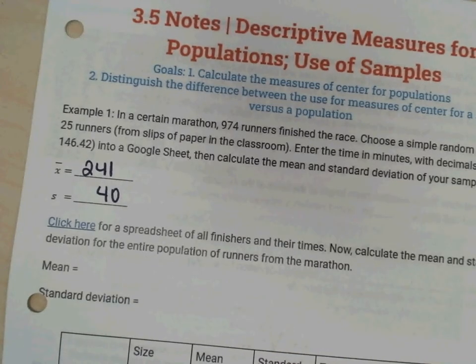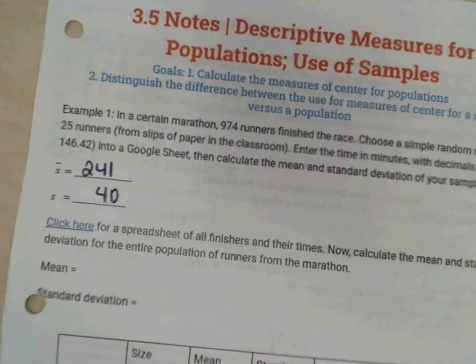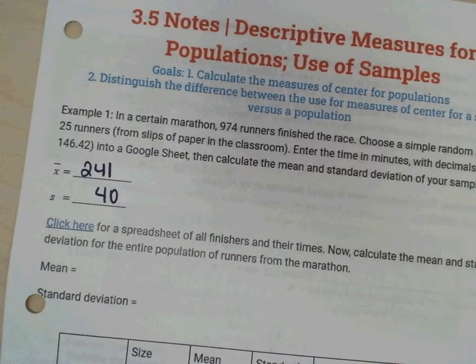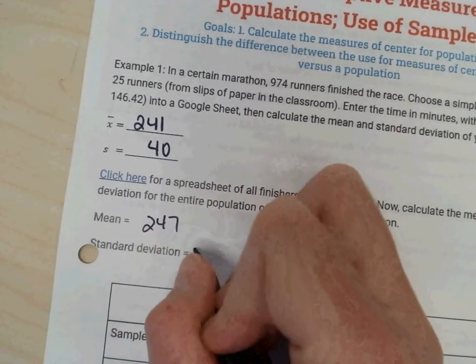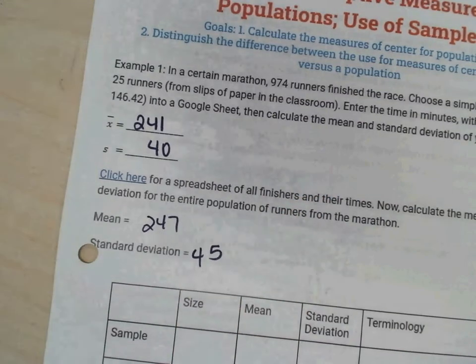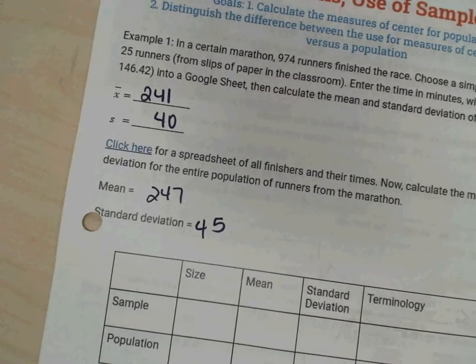And then it says, click here. If you don't believe me, you can click here, and you can access the spreadsheet. I'm going to pull up the spreadsheet. This is all the runners, all the data. And you can see here 246.51, so I'm going to round that to 247 with a standard deviation of 45. So I'm going to fill those in, 247 and 45 for all 947 runners.